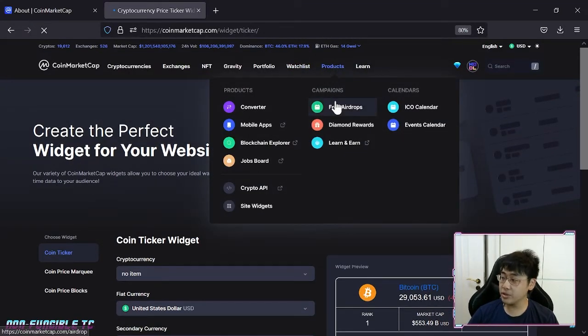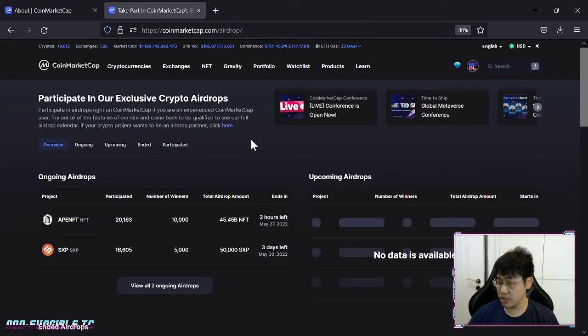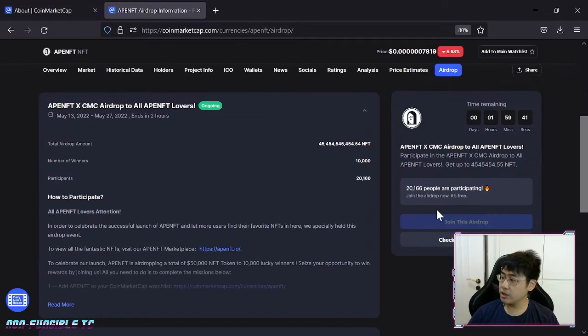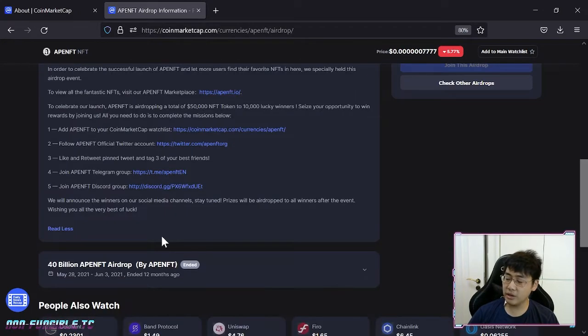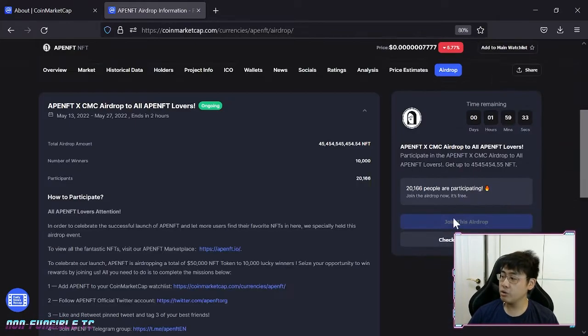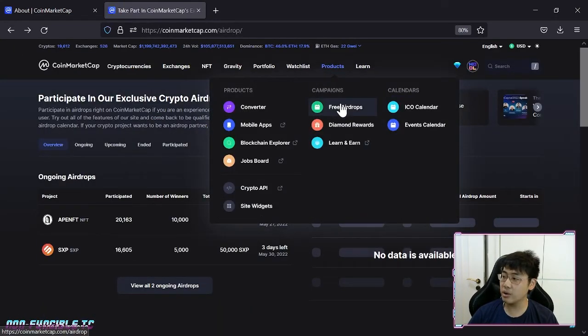And free airdrops. For those of you who like free stuff, basically CoinMarketCap partners with different tokens, right? And then they do have some airdrops, so you can actually go participate in these airdrops. But all you have to do is go here, and then usually it will ask you to like the Gravity, join the groups and so on, like and retweet, share with your friends, right? And then you'll be eligible to participate in the airdrop. And then if they choose you and if you win, you get free tokens. So this is how airdrop works.